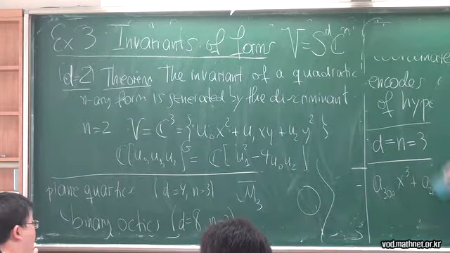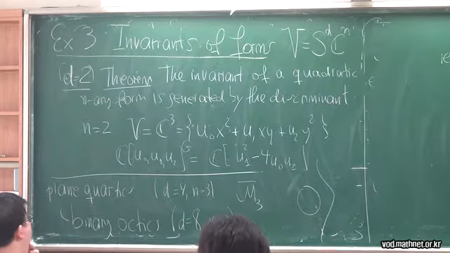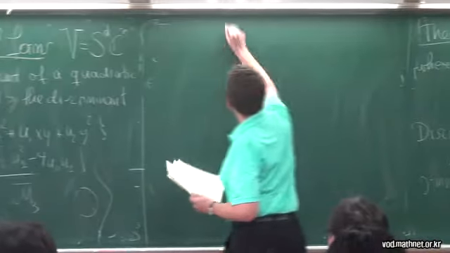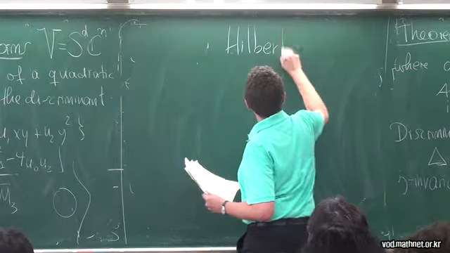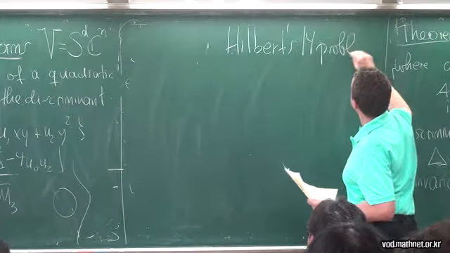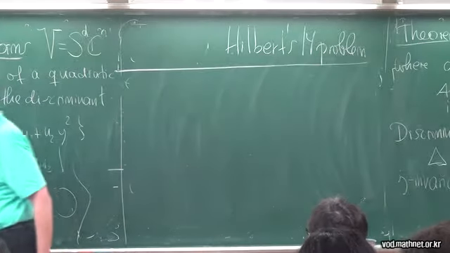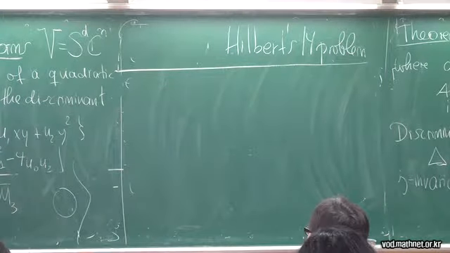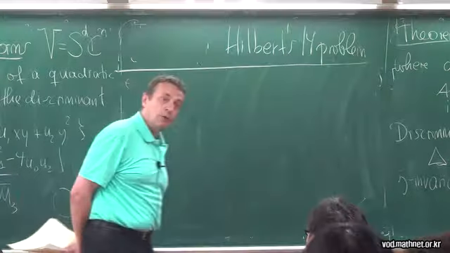Okay, let me give you the answer to Hilbert's question. So that's Hilbert's fourteenth problem. Well, Hilbert showed that if the group is reductive, the invariant ring is finitely generated. But not every group is reductive. And it was an open problem.